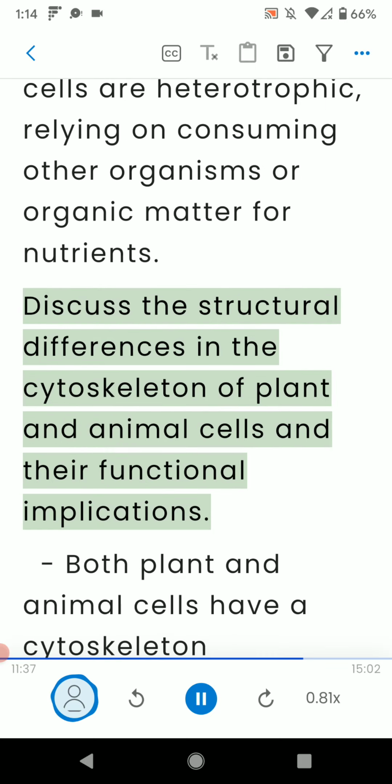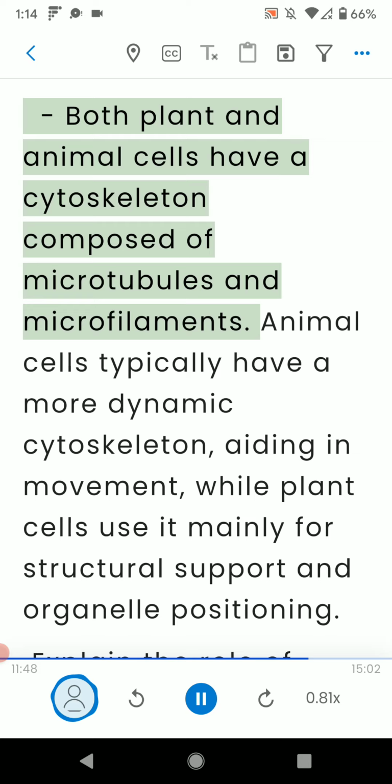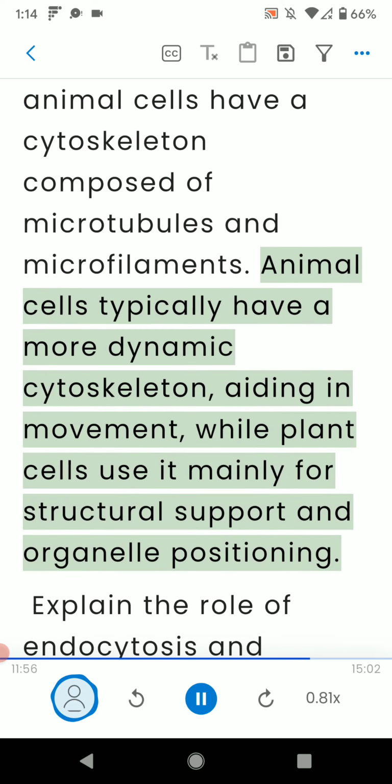Discuss the structural differences in the cytoskeleton of plant and animal cells and their functional implications. Both plant and animal cells have a cytoskeleton composed of microtubules and microfilaments. Animal cells typically have a more dynamic cytoskeleton, aiding in movement, while plant cells use it mainly for structural support and organelle positioning.